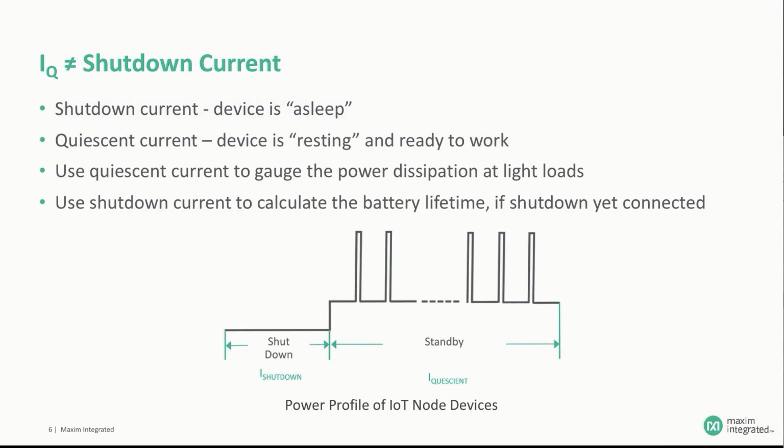There have been a lot of questions raised on the difference between quiescent and shutdown current. They can be confused from time to time. Shutdown current is when the device is asleep and not ready to work, while quiescent current is the nominal current used while the IC is resting and ready to work. The system is in an idle state and waiting for something to happen. Designers usually use quiescent current to gauge the power dissipation of a power supply at light loads, and use shutdown current to calculate the battery lifetime if the device is turned off, yet the battery remains connected to the regulator.